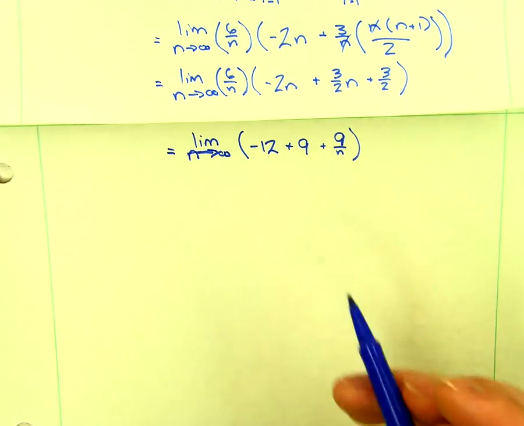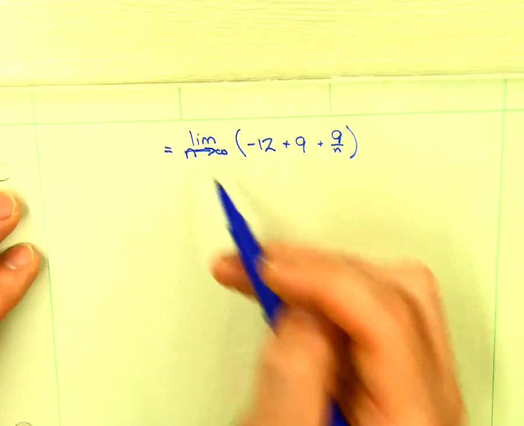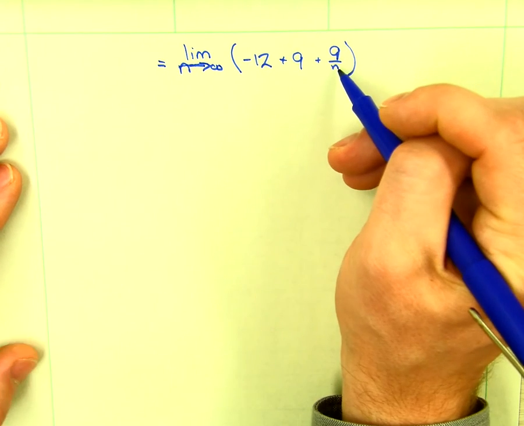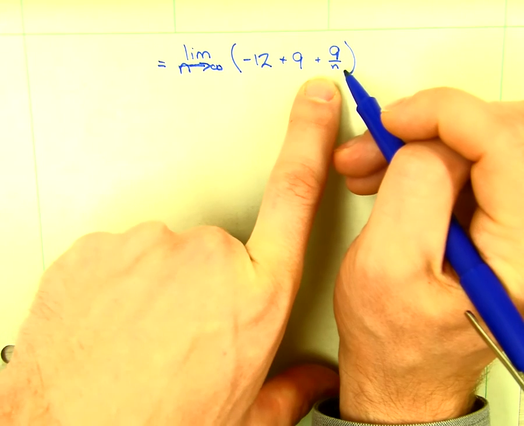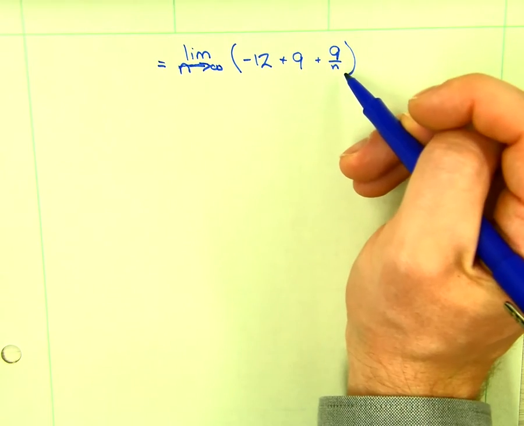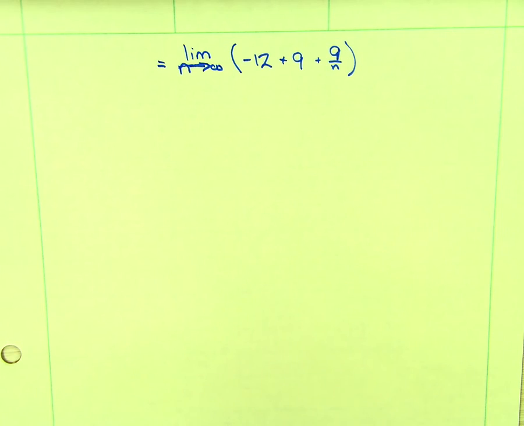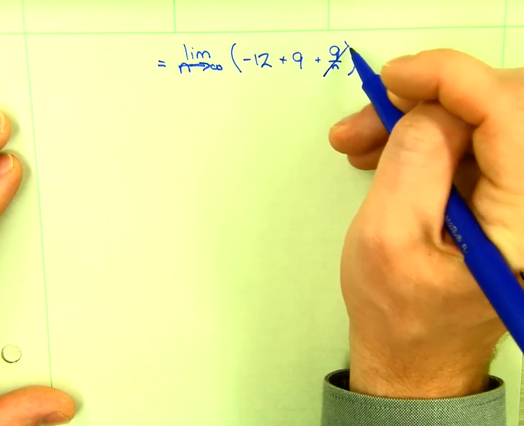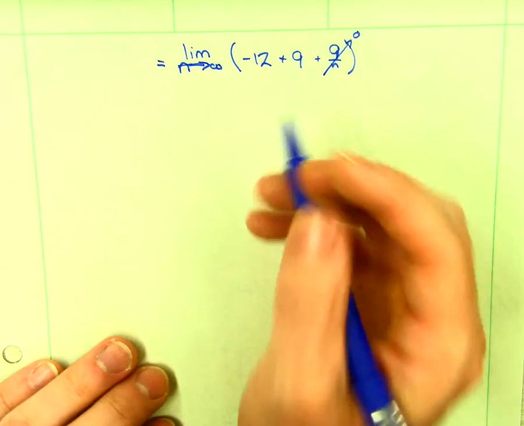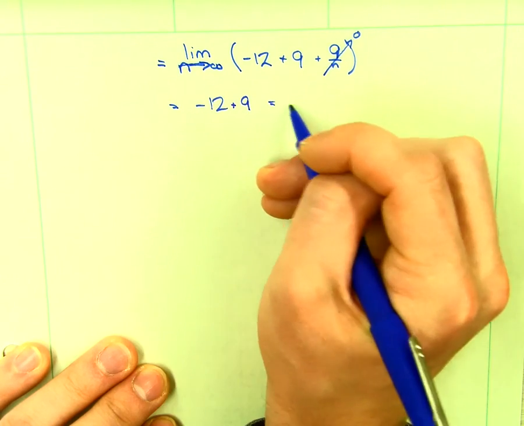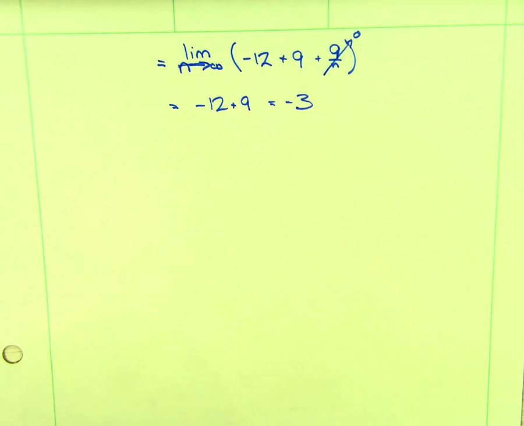Now as n is going to infinity, this is where this limit comes in. As n goes to infinity, this 9 divided by n just gets smaller and smaller. So it starts off with n is 1, n is 10, n is 100, n is 1,000. So 9 divided by 1,000, very small number. 9 divided by 1,000,000, very small number. Effectively, this one just goes away. It goes towards 0. So all I'm left with is just negative 12 plus 9, and this is going to be equal to negative 3.